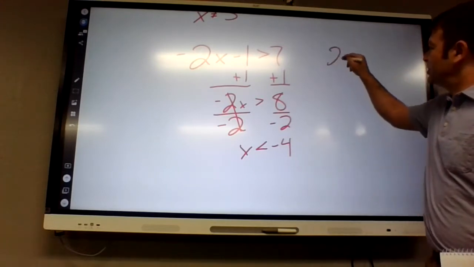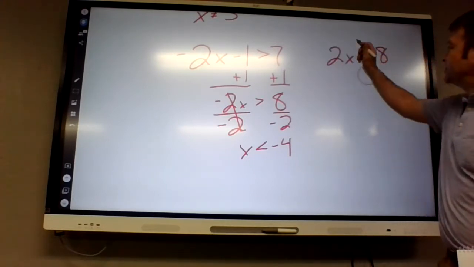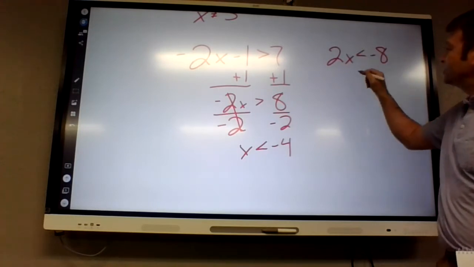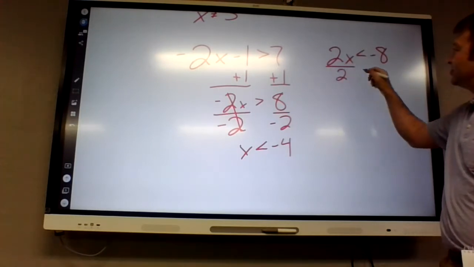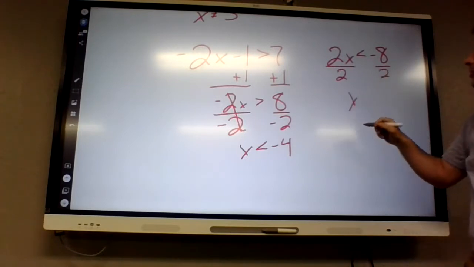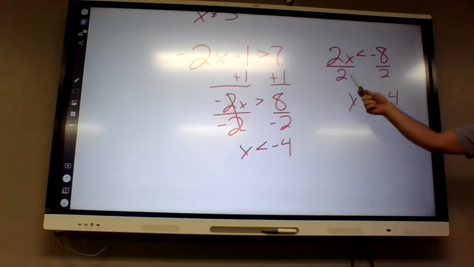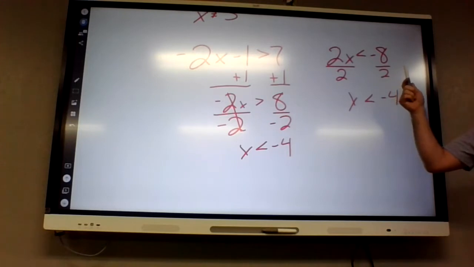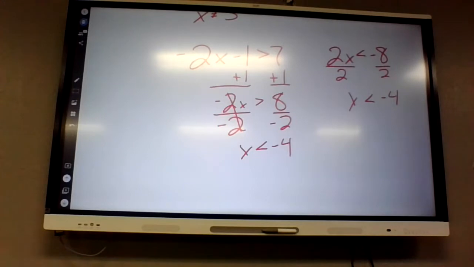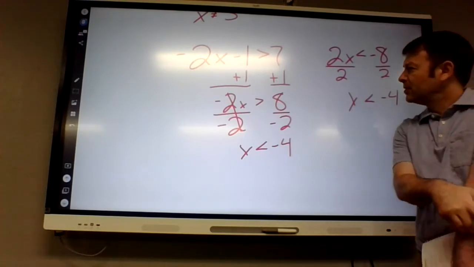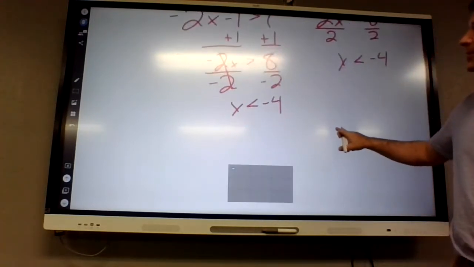So on this one, if I had like 2x less than or equal to -8, if I divide by 2, does the inequality switch? No. Why doesn't it switch? Because you're not dividing by a negative. I'm dividing by +2. If you divide or multiply by a negative, the inequality has to switch. Everything just turns backwards, basically. That's kind of the only new thing.